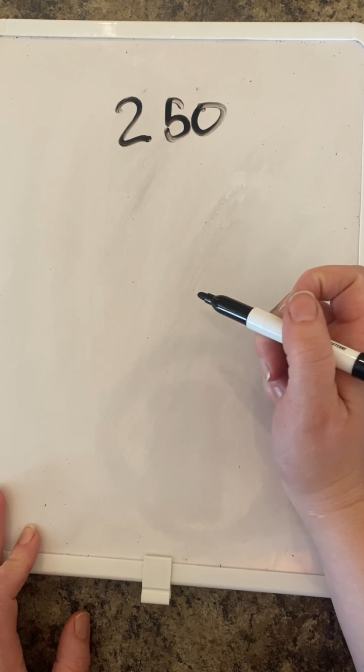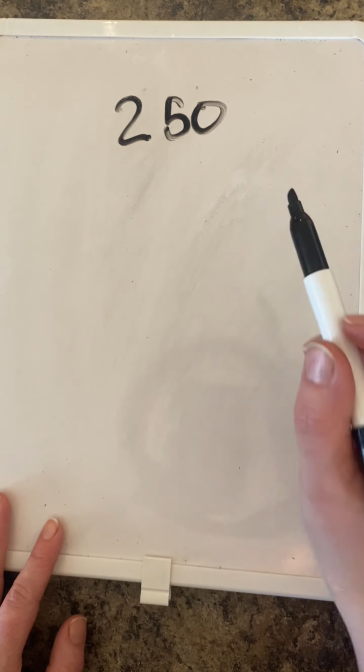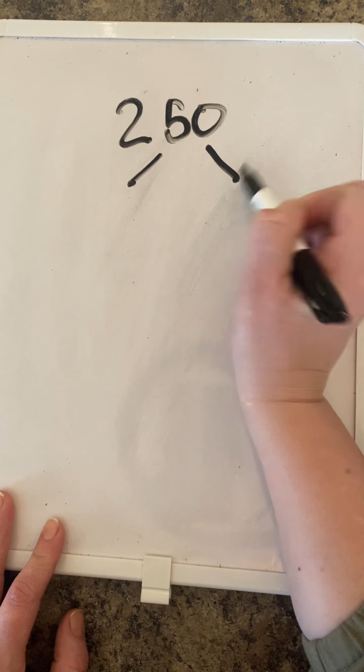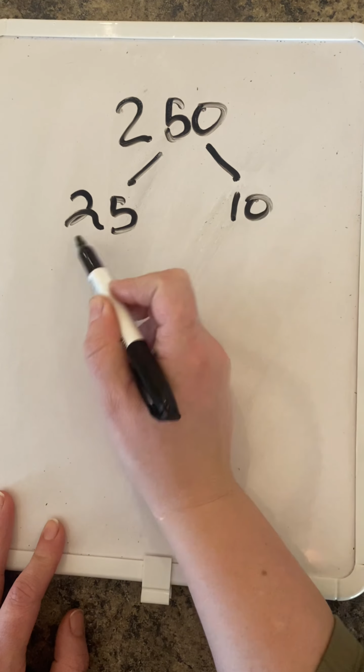In this class, we focused on factors, greatest common factor, least common multiple, and amicable numbers. I'm going to walk through what I did, trying to explain the strategies as I solve each problem.